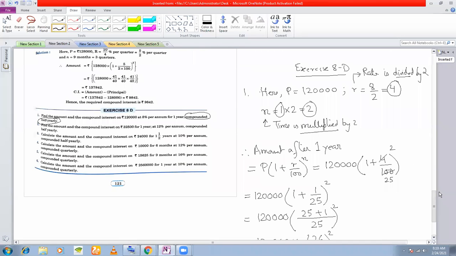So remember, when we are dividing the year into two equal parts, that is, when the interest is compounded half yearly, then we divide the rate by 2 and we multiply the time by 2. Okay, let us come to the next problem, which is problem number 3 from this exercise.